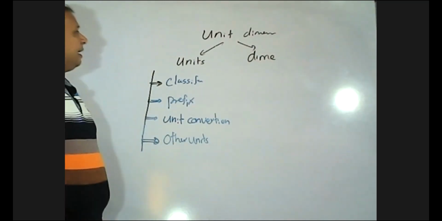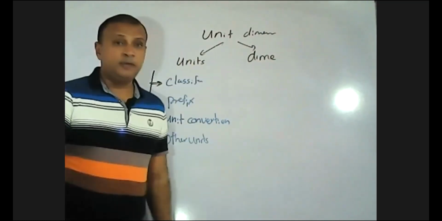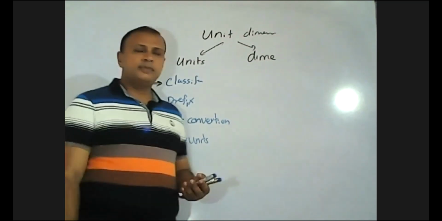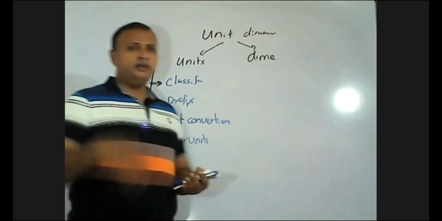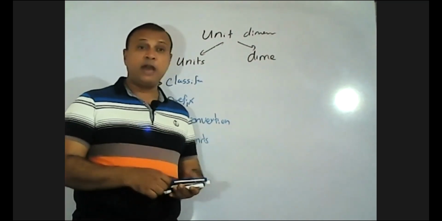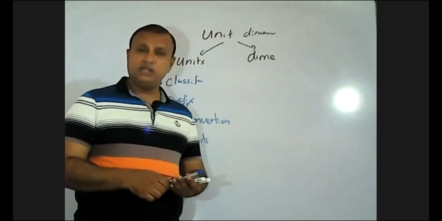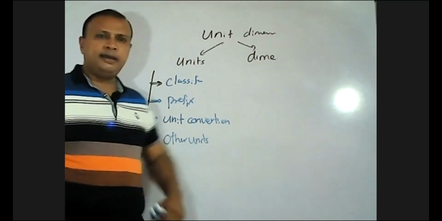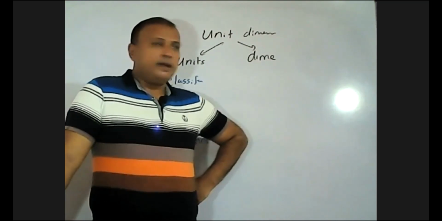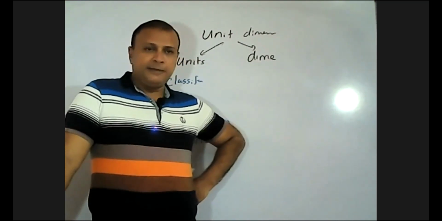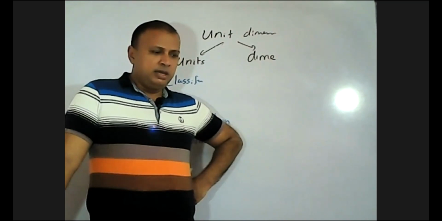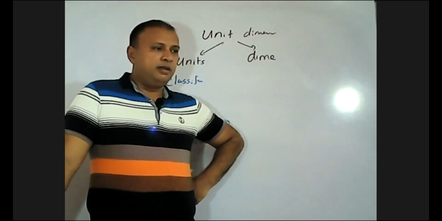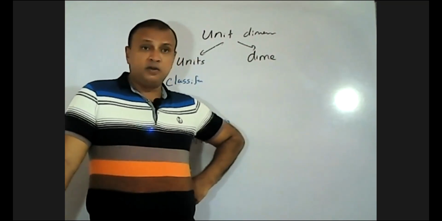Okay. Then what about dimension? In dimension, we have derived the dimensions of derived physical quantities. I think you should do it again, because you have to remember some certain physical quantities.